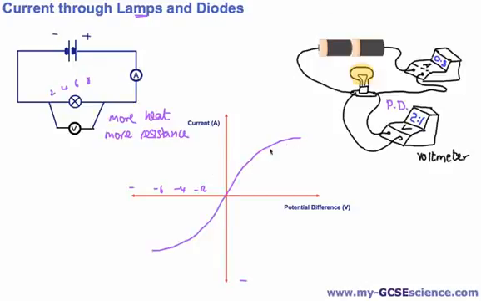So what you see is this kind of almost S-shaped curve for the difference in current for different potential differences across a lamp. You should be able to recognize this graph and give some level of explanation of why it doesn't go in a straight line like across a fixed resistor.